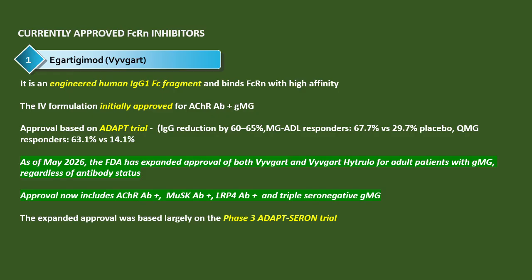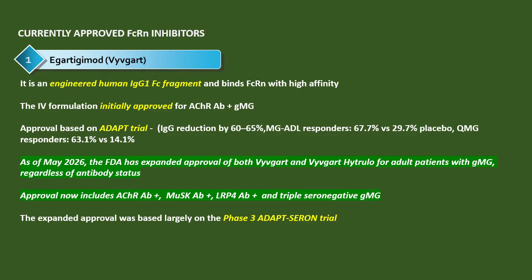Currently approved FcRn inhibitors. Number 1, Efgartigimod, or Vyvgart. It is an engineered human IgG1 Fc fragment and binds FcRn with high affinity. The IV formulation was initially approved for acetylcholine receptor antibody positive generalized myasthenia gravis. Approval was based on the ADAPT trial.